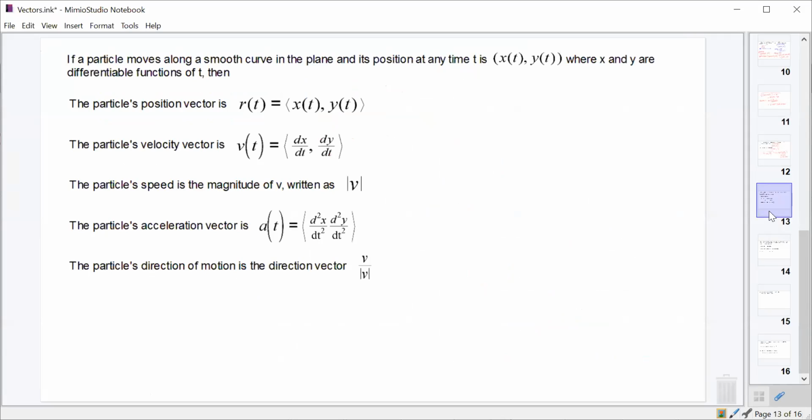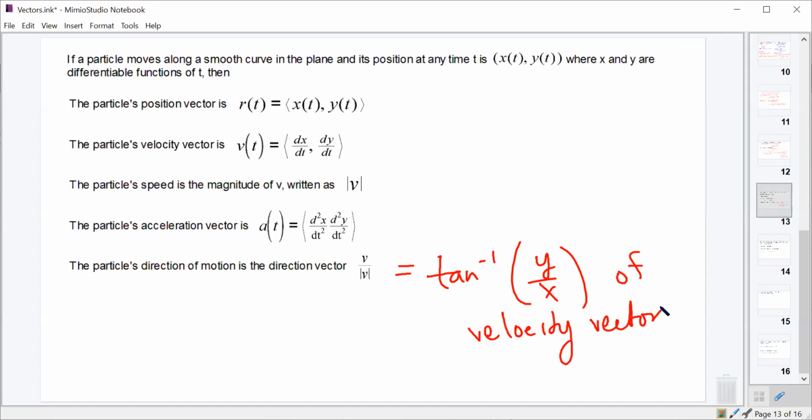Okay. So this is all of the stuff that we've sort of been talking about: a position vector, its derivative is the velocity vector, the speed is the magnitude of v, our acceleration is the derivative of the velocity, and our direction of motion, like we said before, is v over the absolute value of v, which we said is the inverse tangent of y over x of the velocity vector. Everybody good with that?